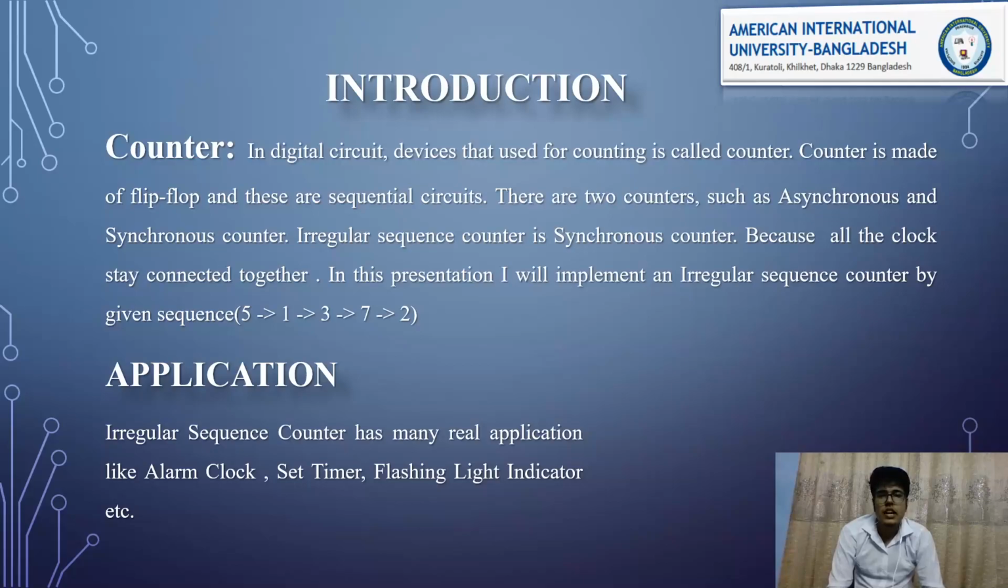In this presentation, I will implement an irregular sequence counter for the given sequence, which is 5, 1, 3, 7, 2. Irregular sequence counters have many real-life examples like alarm clocks, set timers, and flashing light indicators, etc., which we use in our day-to-day life.